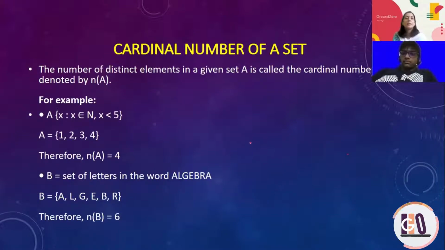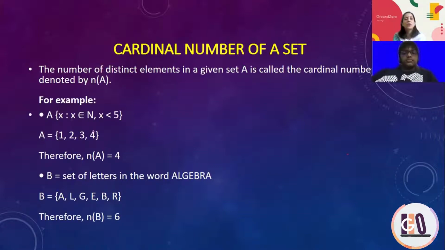Now the cardinal number of a set. What do you mean by the cardinal number of a set? Cardinal means the number of distinct elements in a given set. For a given set A, it is called the cardinal number of A.